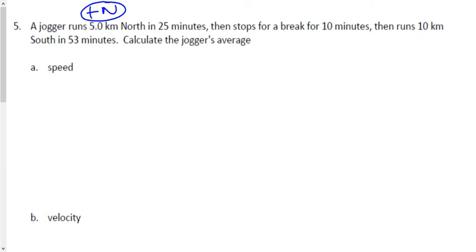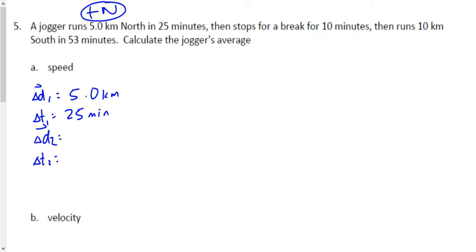So let's say in the first stage, my displacement is 5 kilometers, and my time, we'll say time 1, is 25 minutes. In the second stage, my time is 10 minutes. What's my displacement in the second stage? 0. It didn't move. We stopped for a break, right? My displacement in the third stage ends up being negative 10 kilometers, and my time is 53 minutes.